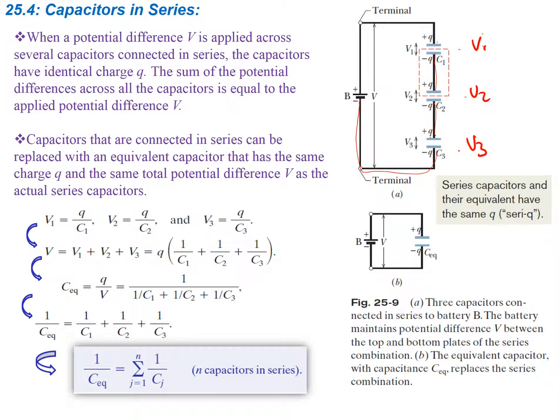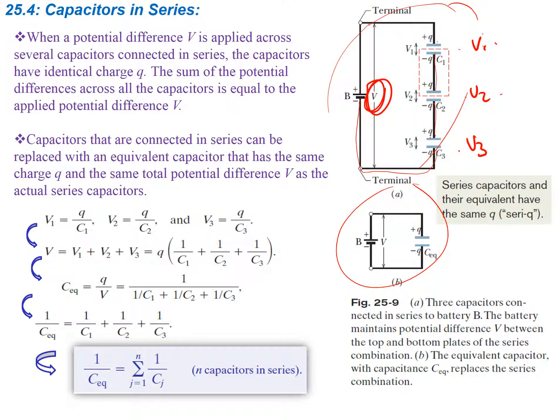Okay. So the capacitors that are connected in series can be replaced with an equivalent capacitor like we did before. So we can take this circuit and simplify it to this circuit. And it's going to have the same charge Q as each of the individual capacitors, right? Because they all have the same charge and the same total potential difference. So when you add V1, V2, and V3 together, you should get this V here, right? The total potential difference, or the voltage drop across the capacitor, or across the circuit.